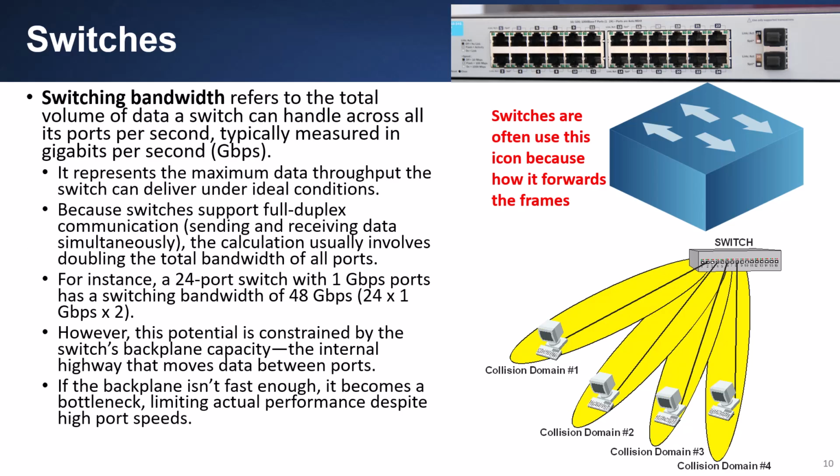Switching bandwidth refers to the total volume of data a switch can handle across all its ports per second, typically measured in gigabits per second. It represents the maximum data throughput the switch can deliver under ideal conditions.